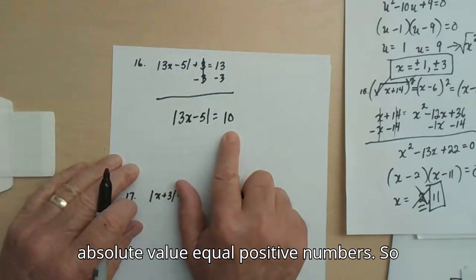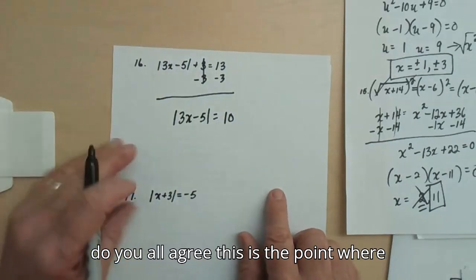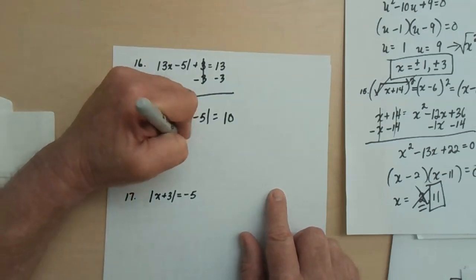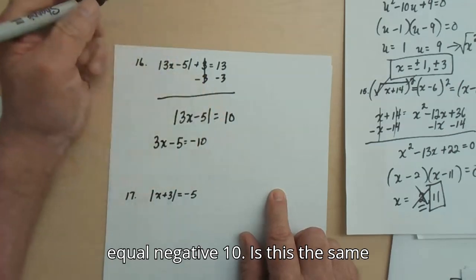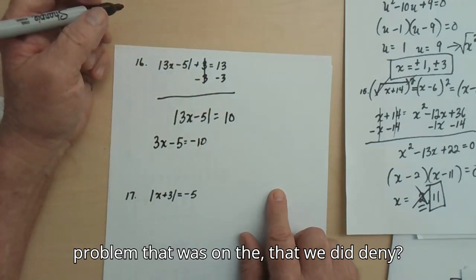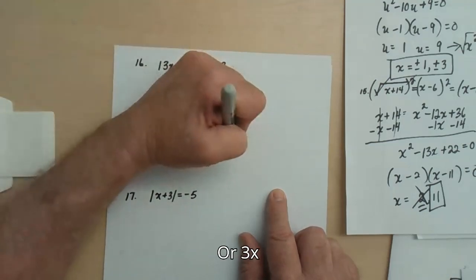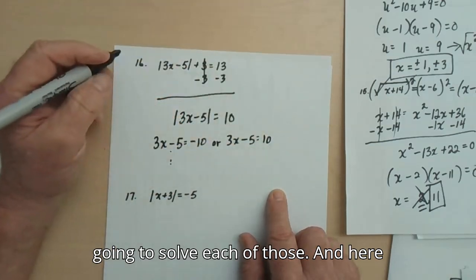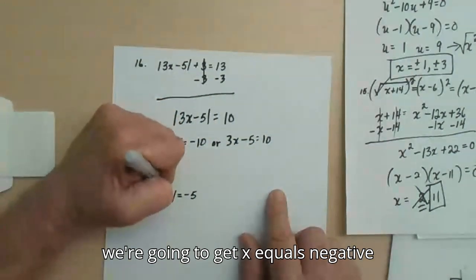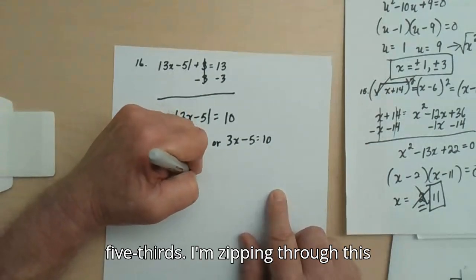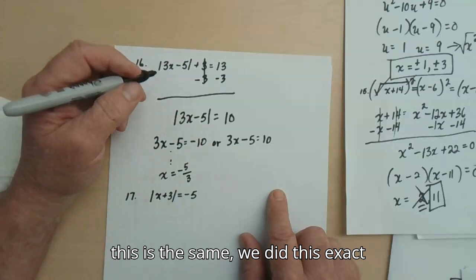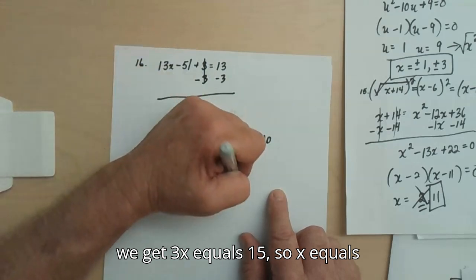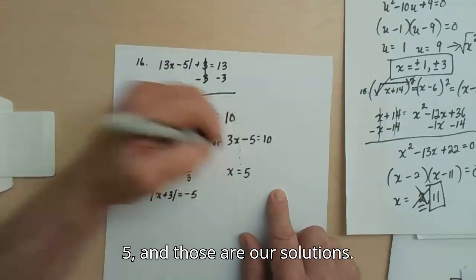Okay, now that is absolute value equal to a positive number. So do y'all agree this is the point where I set up 2 equations and solve? 3x minus 5 equals negative 10, or 3x minus 5 equals positive 10, and we're going to solve each of those. And here we're going to get x equal negative 5/3. I'm zipping through this because I actually didn't realize it, but we did this exact problem. And here we add 5 on each side, we get 3x equal 15, so x equal 5. And those are our solutions.